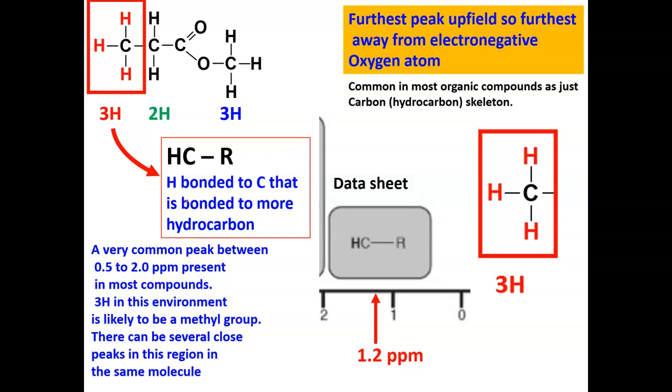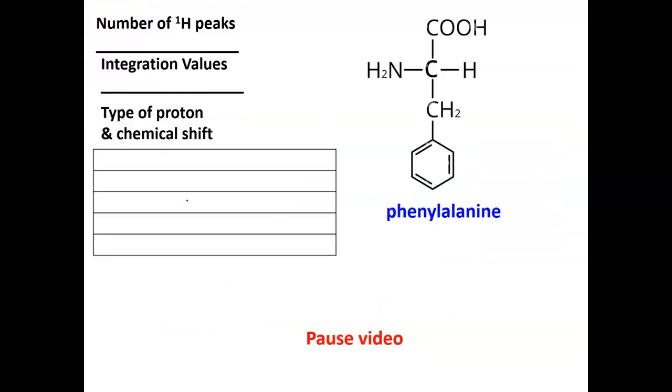You may be wondering why this is at the lowest shift value compared to the other methyl group. Well, of course, simply it's further away from the oxygens. It's the furthest proton environment from either of the oxygens, which is why it's furthest to the right on our data sheet, and of course has the lowest shift value.